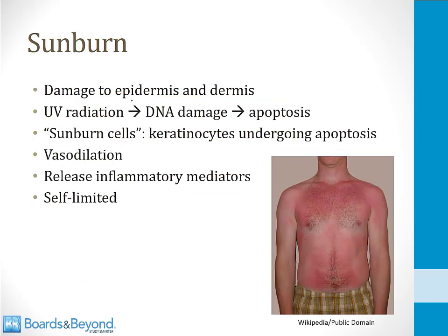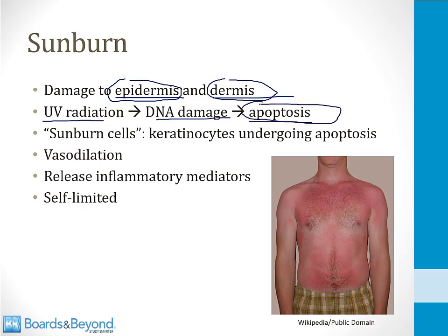In sunburns, there can be damage to the epidermis or the dermis. It depends on the severity of the burn. In minor sunburns, the damage is usually limited to the epidermis. In severe sunburns, the dermis can be damaged as well. The pathology involves UV radiation causing DNA damage, which leads to apoptosis. And you want to remember that apoptosis is involved here. This is the kind of thing they like to ask you about in step 1.